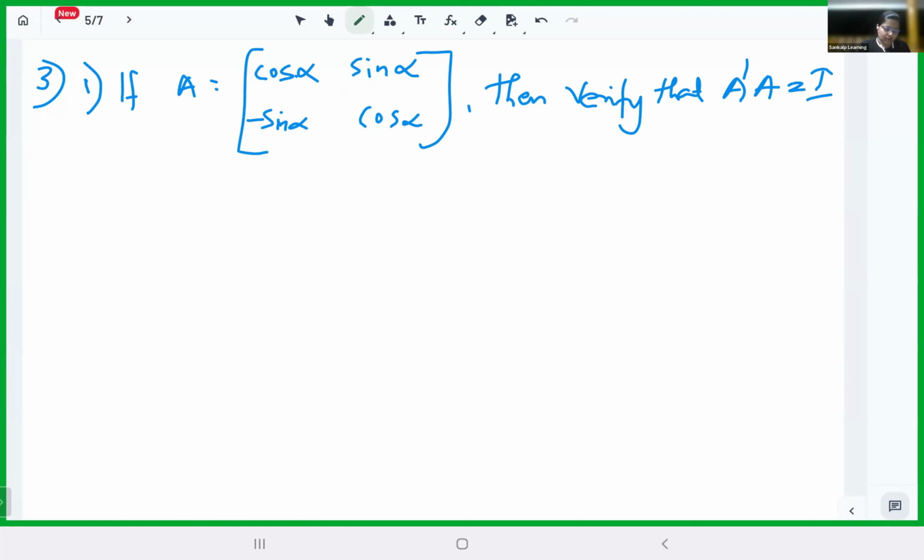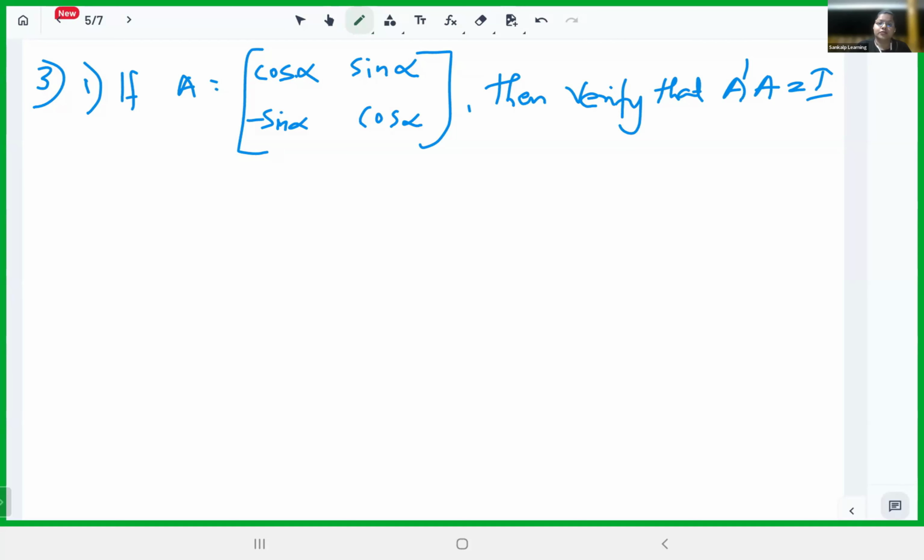So A is equal to, they have given a matrix and we have to verify A transpose A is equal to I. What do you mean by this I? I is nothing but the identity matrix. And what is the peculiarity of an identity matrix? In an identity matrix, all the diagonal elements will be 1 and all the non-diagonal elements will be 0. So you have to verify that if you multiply A transpose with A, you will get the identity matrix.